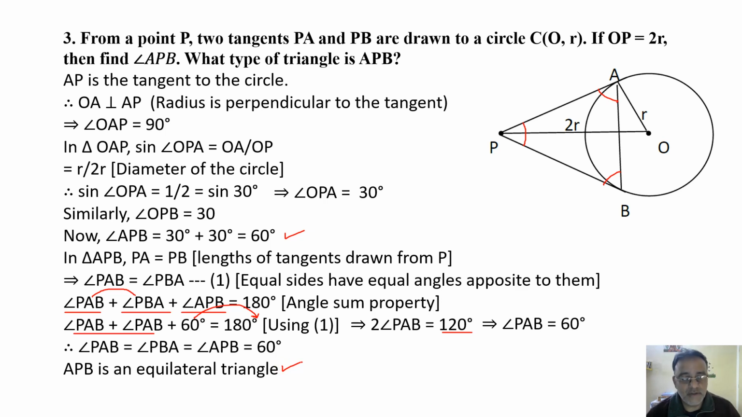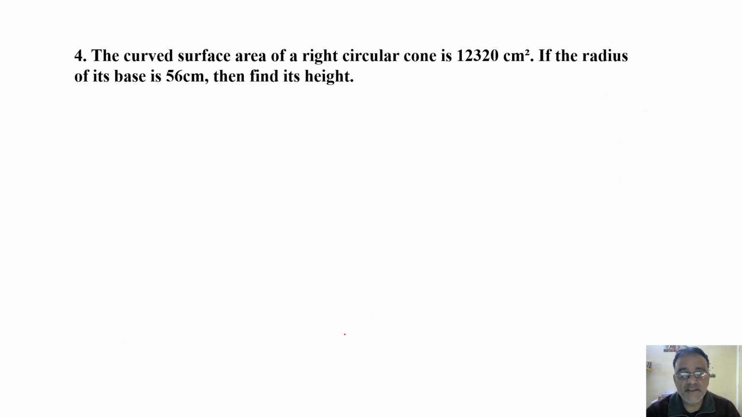So any doubt in this question? No, sir. Okay. So now we are moving toward question number 4. The curved surface area of a right circular cone is 12,320 centimeter square. If the radius of its base is 56 centimeter, then find its height.